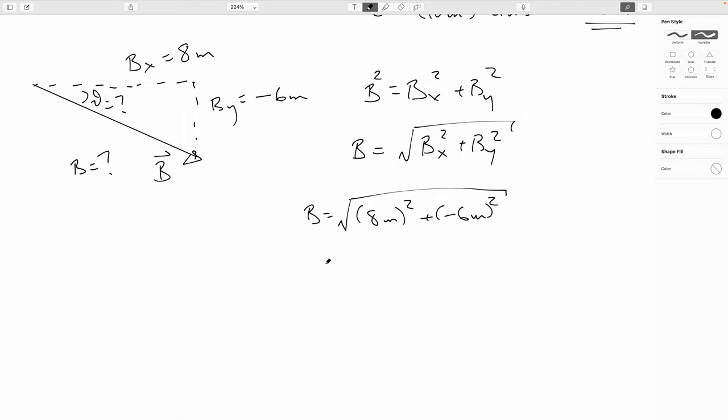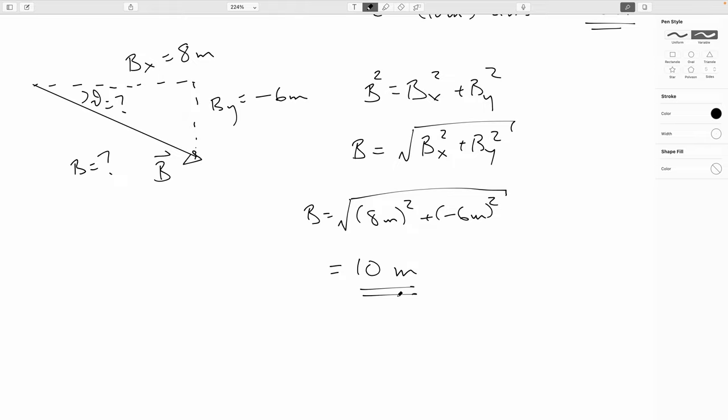Now, the important thing is when I take the square root, I have to take the square root of both the 100 and the square meters. So it'll leave me with 10 as the square root of 100, but then the square root of square meters is just meters. All right, so we got that the magnitude is 10 meters.